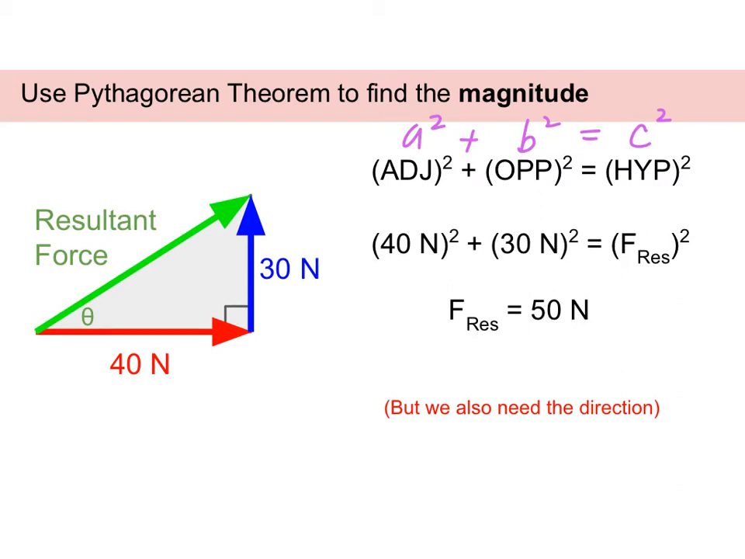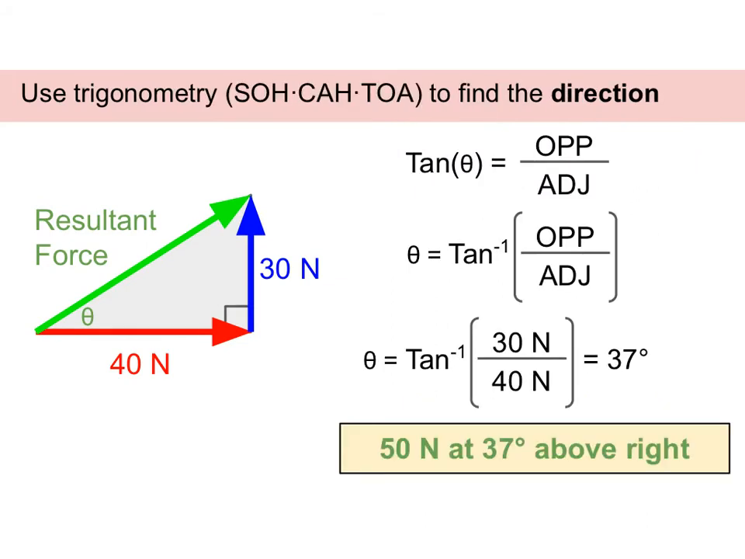But that's not the final story. We would also need to describe which way this force, this 50 newtons, is pointing. To do that, we would use the tangent function. Why would we choose a tangent function? Because the angle that we're given is here. We were given the value opposite that angle and the value adjacent to it. And so that 30 newtons would go on top and the 40 newtons would go on the bottom as we set up the tangent function.